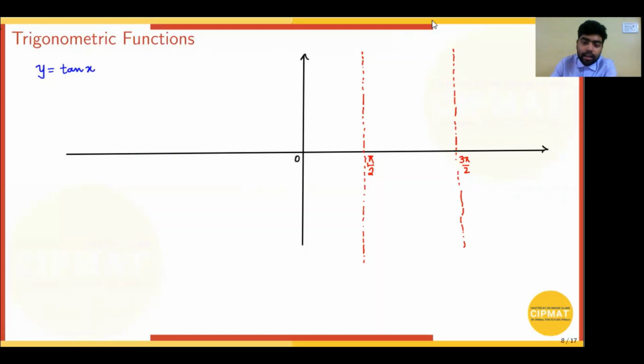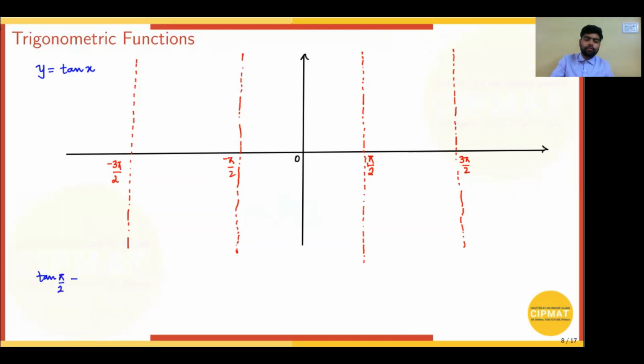So why am I drawing these dotted lines? You will understand in a while. Now, another dotted line, of course, at minus pi over 2, and another at minus 3 pi over 2. Why have I drawn these dotted lines? You must already be initiated with this concept, that tan pi over 2 is undefined.